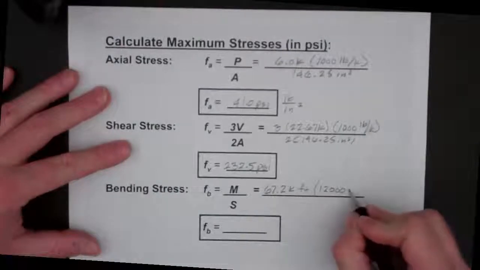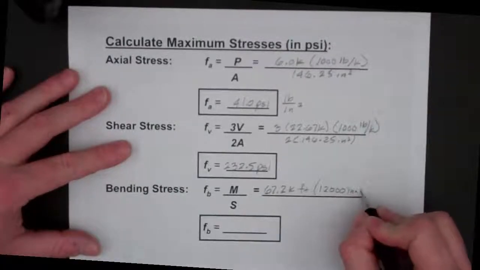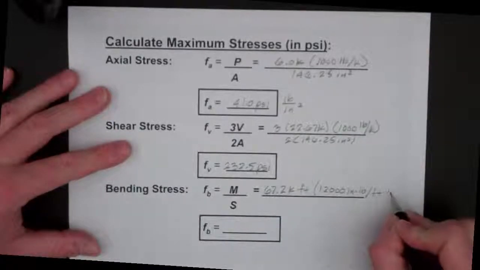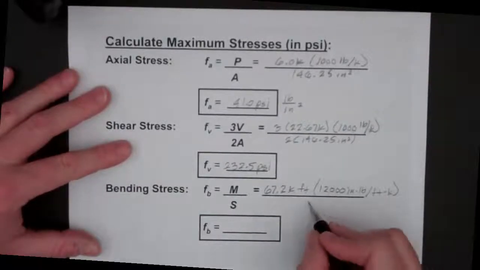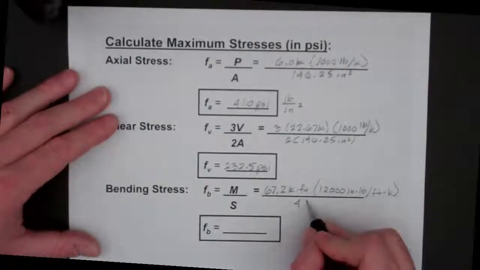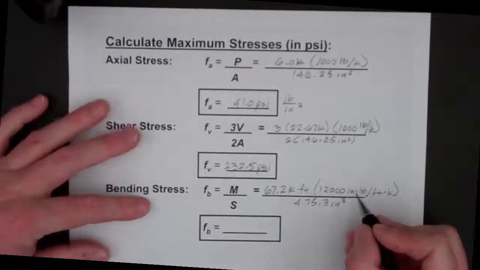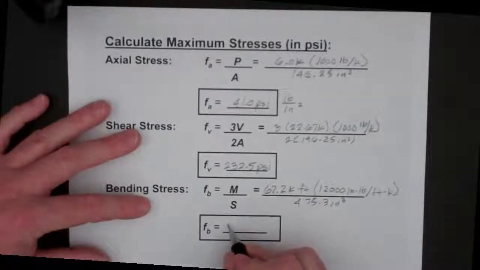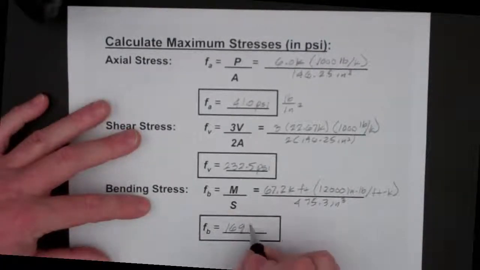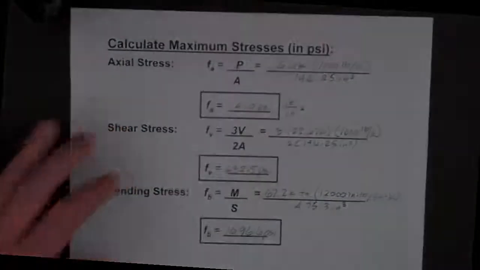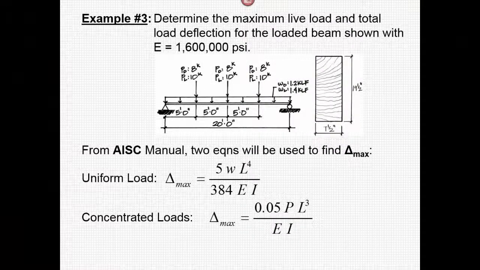So that gives a total in inch-pounds, divided by kip feet, and this is all going to be divided by a section modulus of 475.3 inches cubed, and this will give us our bending stress of 1,696.6 psi. Our next example will go over techniques on how to determine the maximum live load and total load deflection in a loaded beam.